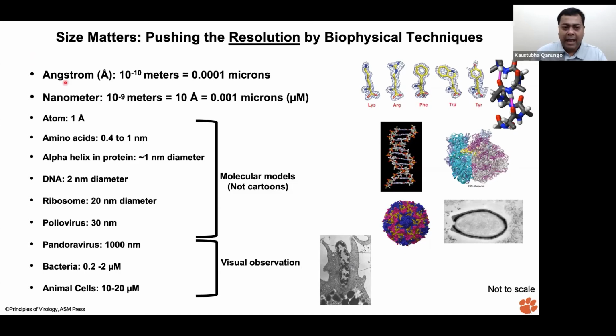An angstrom is 10 to the power minus 10 meter, and a nanometer is 10 to the power minus 9 meters. So 1 nanometer is equal to 10 angstrom. Approximately, the atomic dimension is 1 angstrom. So why is X-ray crystallography used to look at or solve the atomic structure? The idea is the wavelength of X-ray is about 1 angstrom.